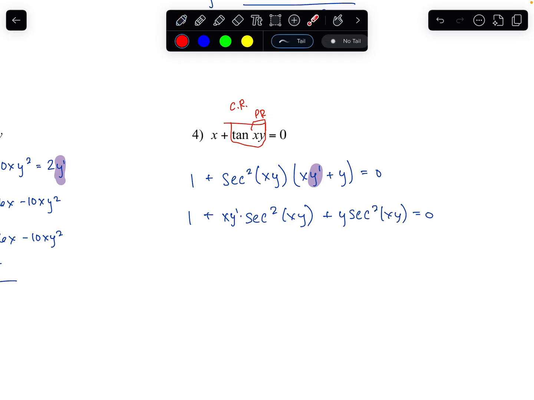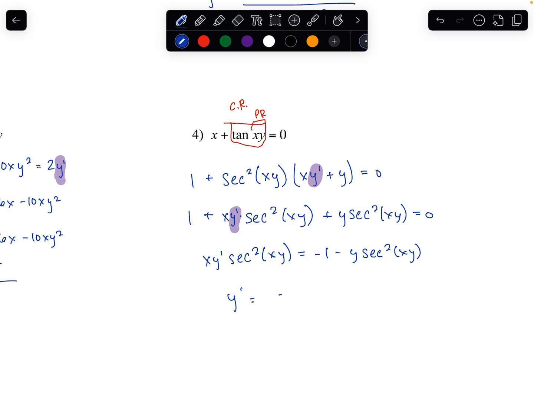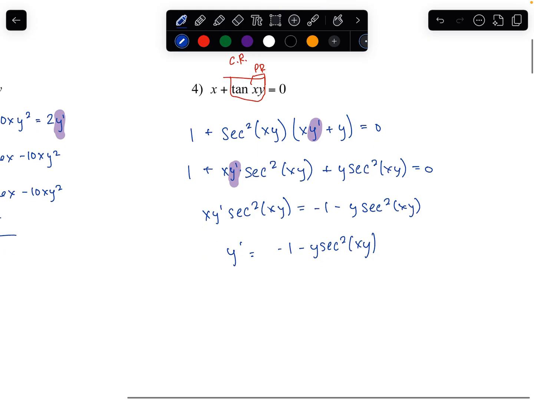Now you can see that this right here is the only term where we have the y prime. And so to get this by itself, we'll move this term and this term over. So we have xy prime secant squared of xy equal to -1 minus y secant squared of xy. And then I'll divide by all of this right here to get y prime by itself. So y prime will be equal to -1 minus y secant squared of xy over x secant squared of xy.